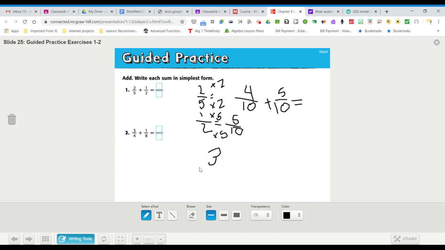3/4 we have to change into eighths. How do you get from fourths to eighths? What are you multiplying by? If you said 2, you are absolutely right. 3 times 2 is 6. So 3/4 is equivalent to 6/8. We're going to add 1/8 to that. I'll hit equals here. And if you need to copy all that down, go ahead because I'm going to erase that. So take a minute to pause this if you need to.